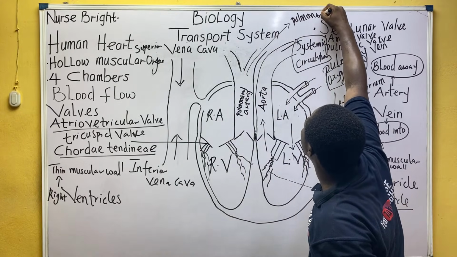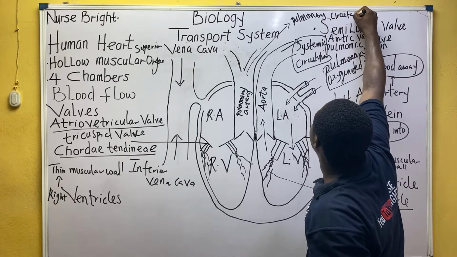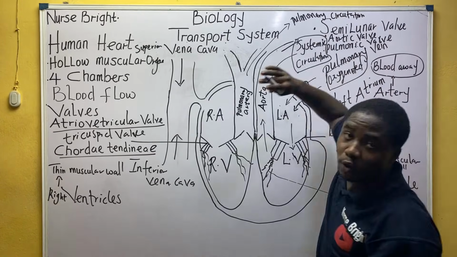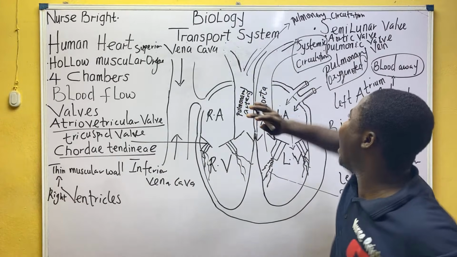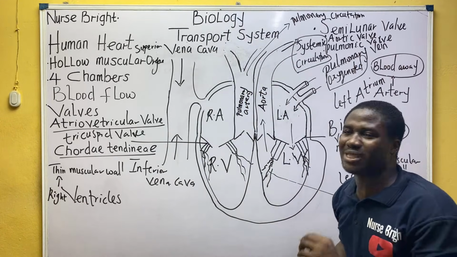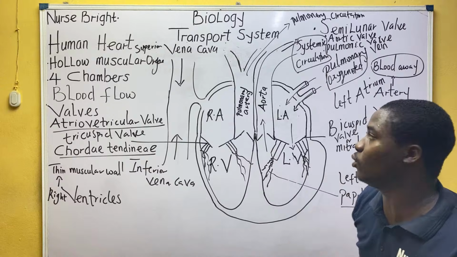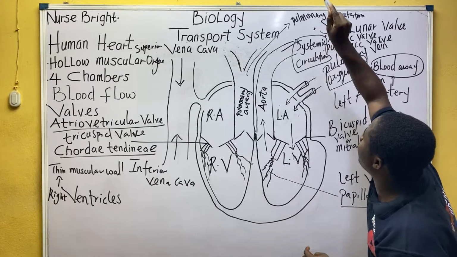What did I say? Pulmonary circulation. Do you understand? Pulmonary circulation means that the lungs will reoxygenate the blood and the process continues. That is why we said humans undergo double circulation. What are the circulations? Systemic and pulmonary.